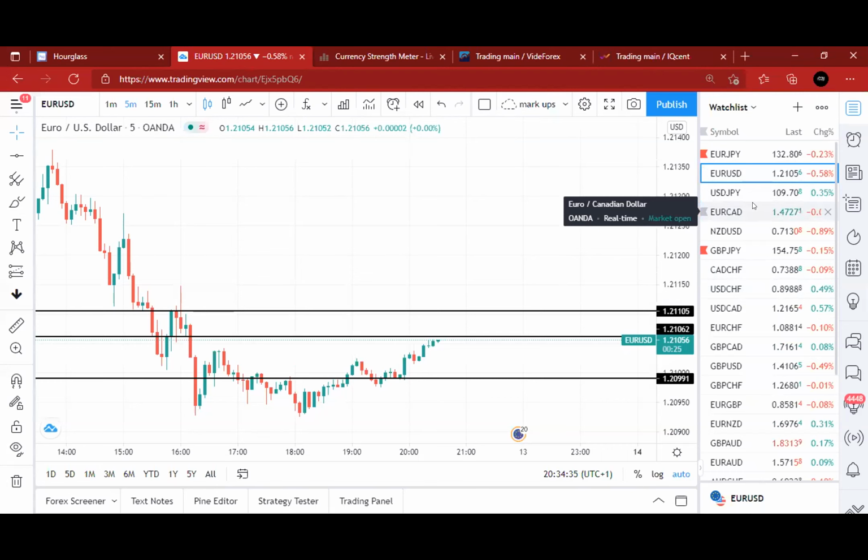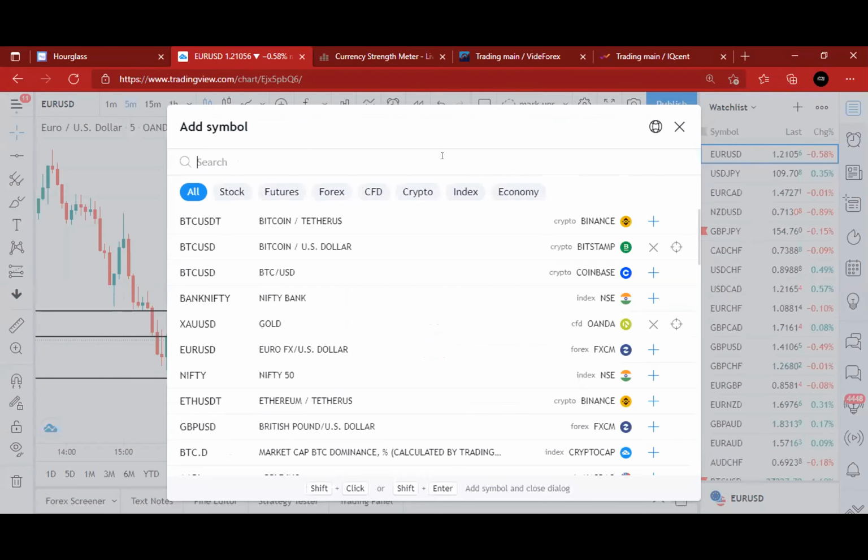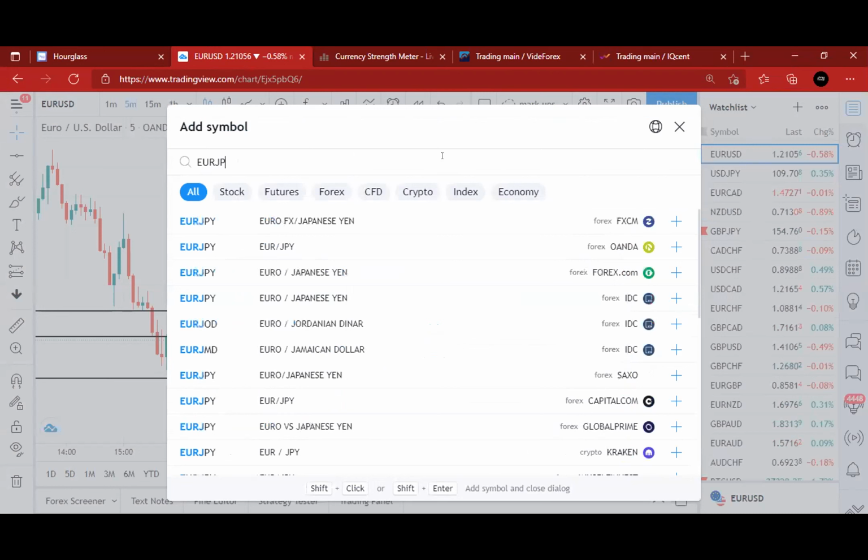So let's say I wanted to add a currency pair. Let me remove Euro JPY. Let's say I wanted to add it again. I simply come here to this plus symbol where it says add symbol. I click on that and I type in Euro JPY.